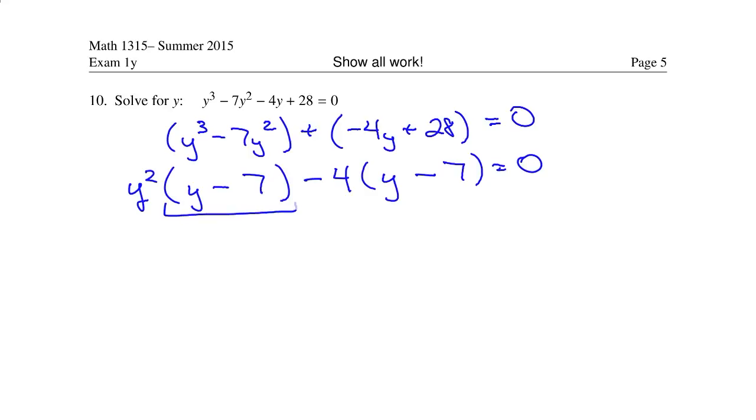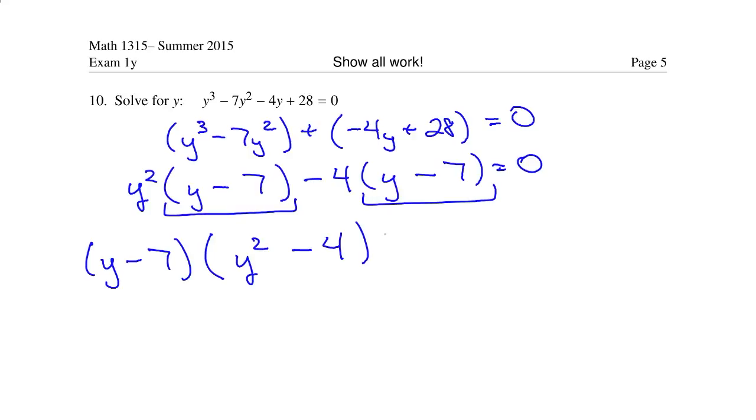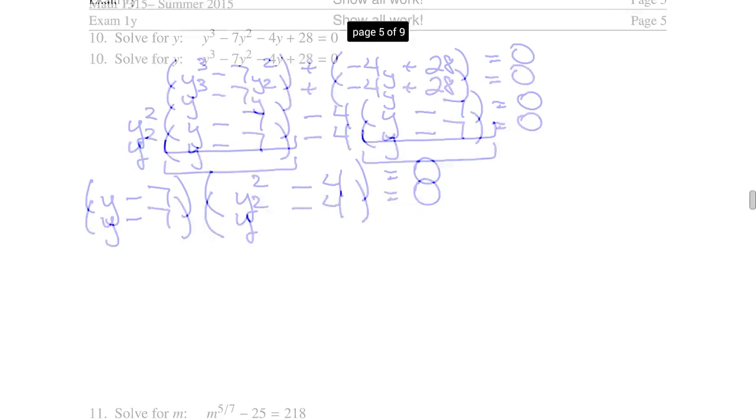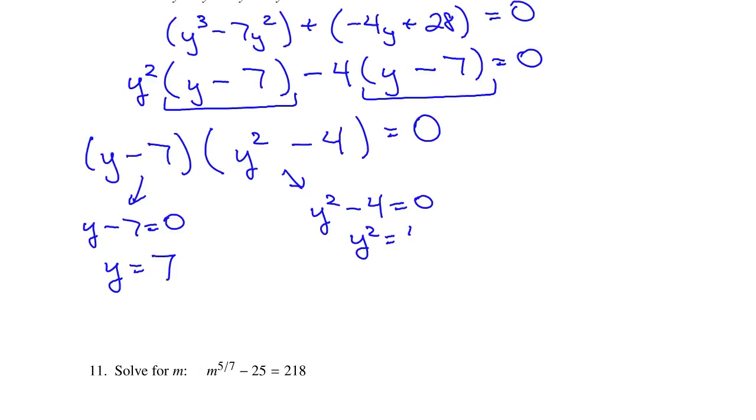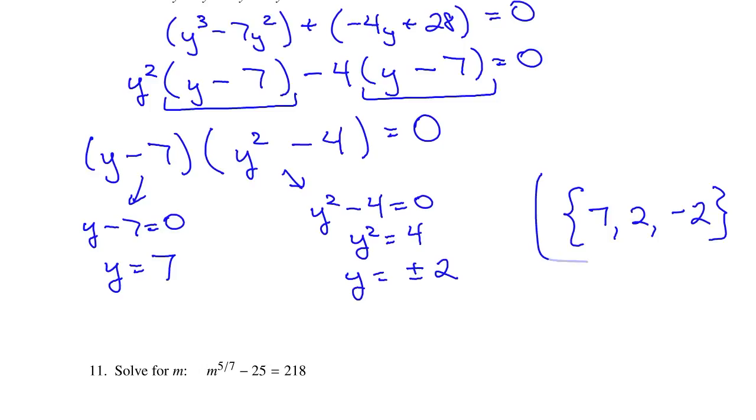So notice we have y minus 7 as a factor in both parts. So that comes out, and it leaves me with y squared minus 4 equals 0. Split these up, and we get y minus 7 equals 0, which gives me y equals 7. And over here we have y squared minus 4 equals 0, which is y squared equals 4, which is y equal to plus or minus 2. So the solutions are 7, 2, and negative 2. Or you could have written it as 7 and plus or minus 2.